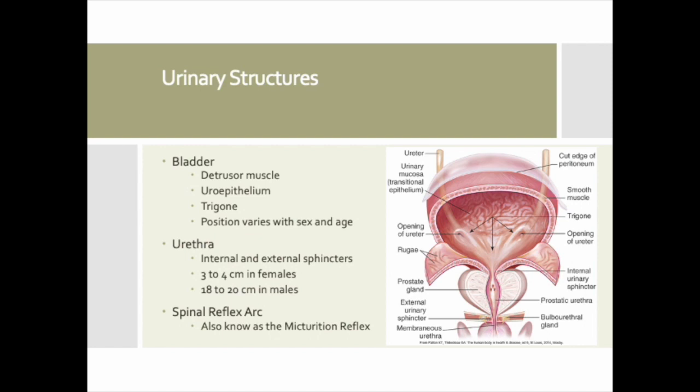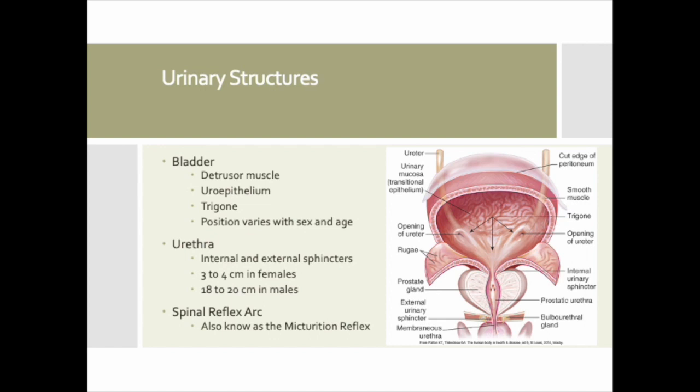We also have what we sometimes call the trigone. And so the trigone is this triangular area of smooth muscle here. And it's between the openings of the two ureters. So you see here an opening of the right ureter and the opening of the left ureter.